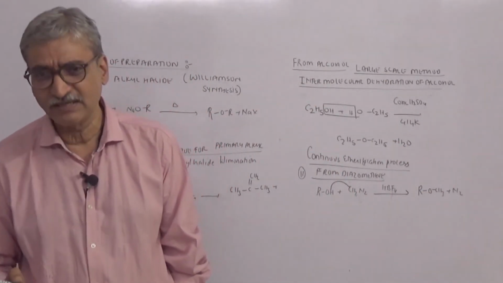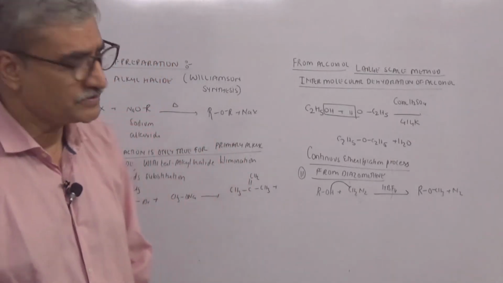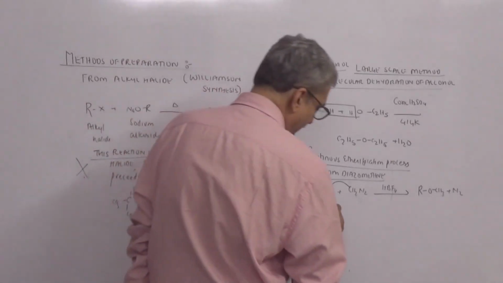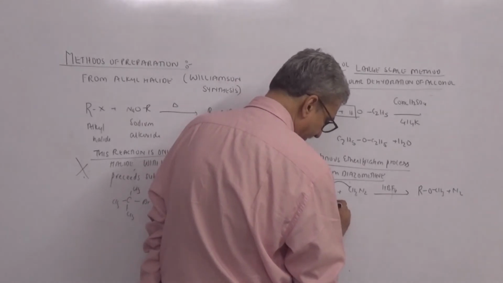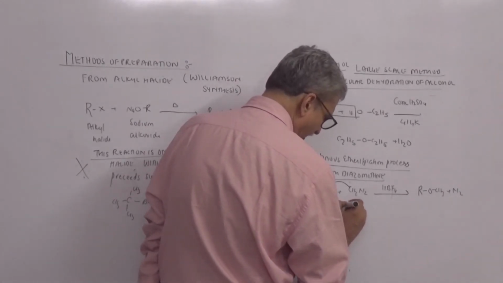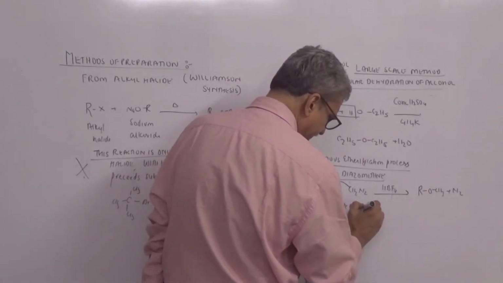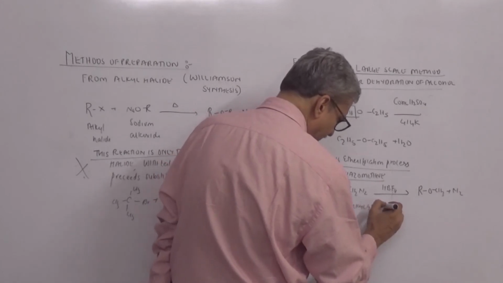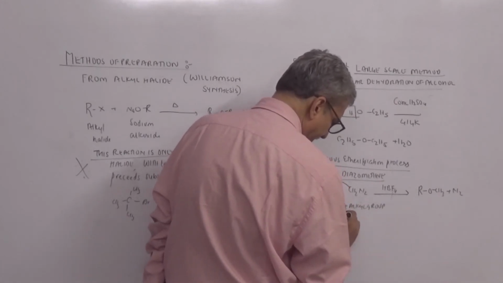The drawback of this method is, what is the drawback of this method? The drawback of this method is that one of the alkyl groups will always be a methyl group. So one of the alkyl groups is always methyl.